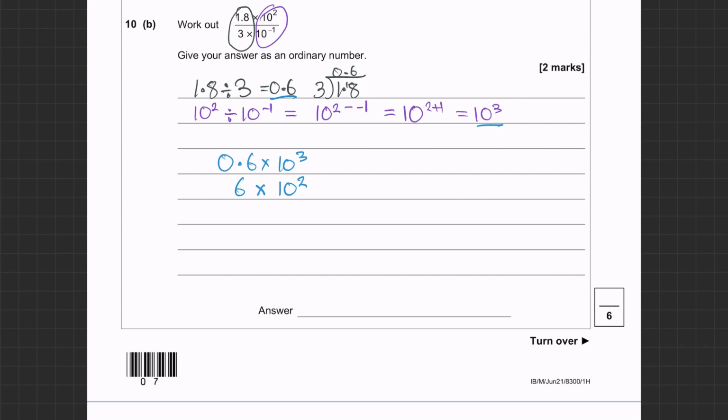You don't have to do that part, I just prefer to do it. And either from this step or this step, whichever way you prefer, I'm doing it from this bottom step. 6 times 10 squared is the same as 6 times 100, which is 600. If you did it the top way, you'll have 0.6 times 10 cubed, which is 1, 2, 3, which is still 600.